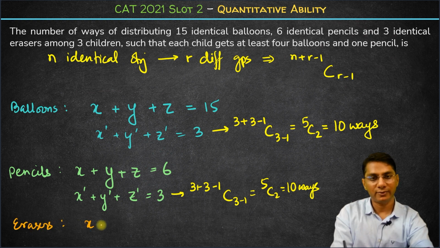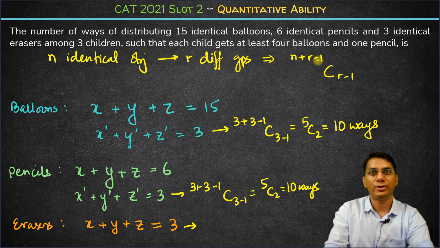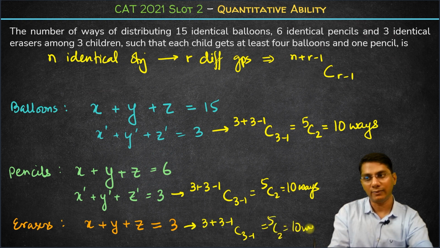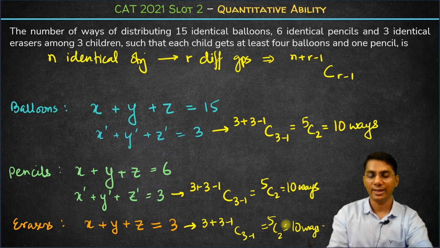And now finally coming to erasers. Let's say the first child gets X erasers, the second gets Y erasers and the third gets Z erasers. This total should be equal to 3 identical erasers. Now there is no condition on erasers as to how many each child should get. So the number of ways here will be n plus R minus 1 C R minus 1, so this is again 5 C2 and 5 C2 is again 10 ways. So the number of ways of distributing balloons is 10, for pencils is 10 and for erasers is 10.